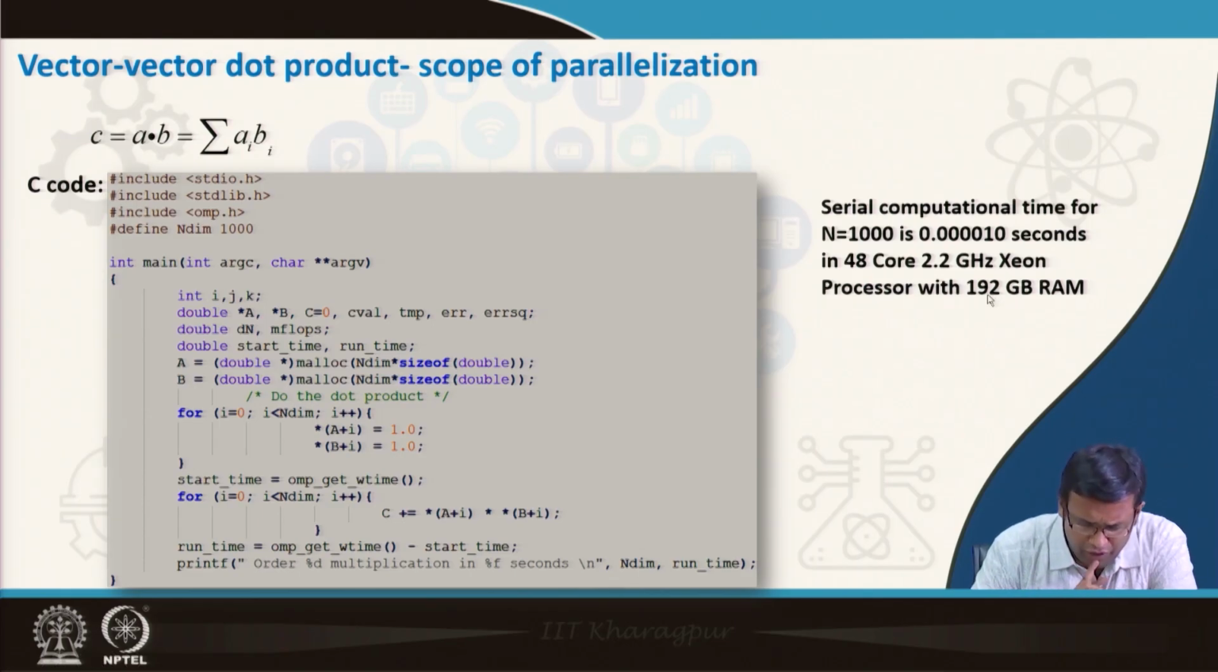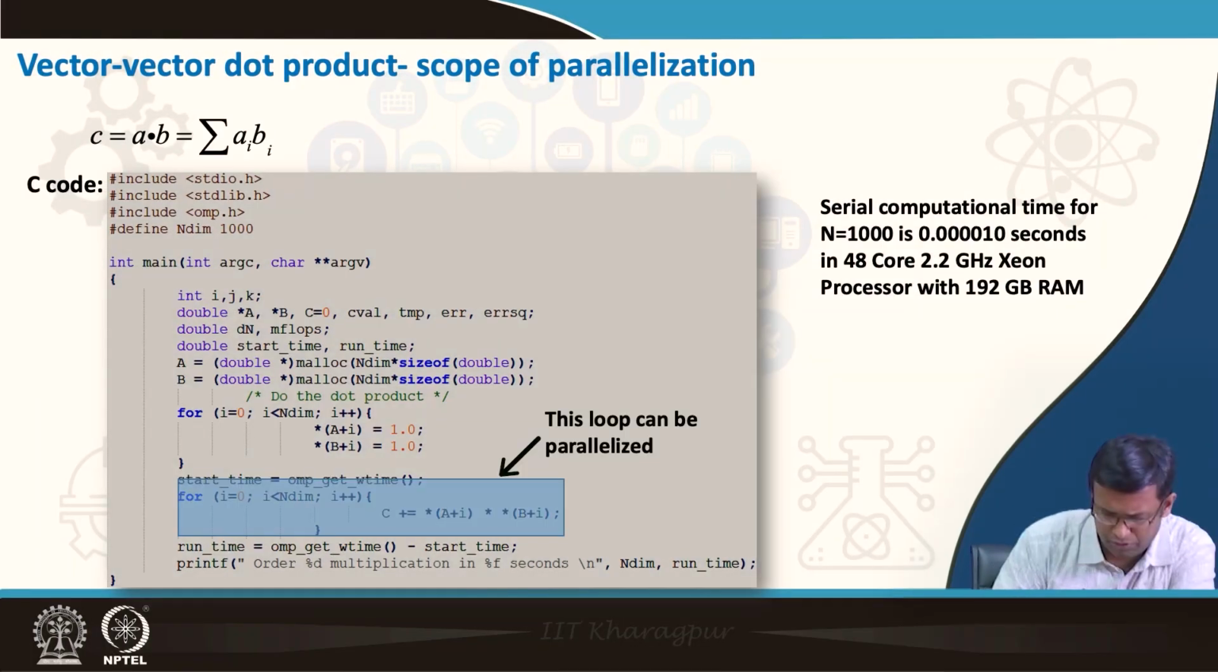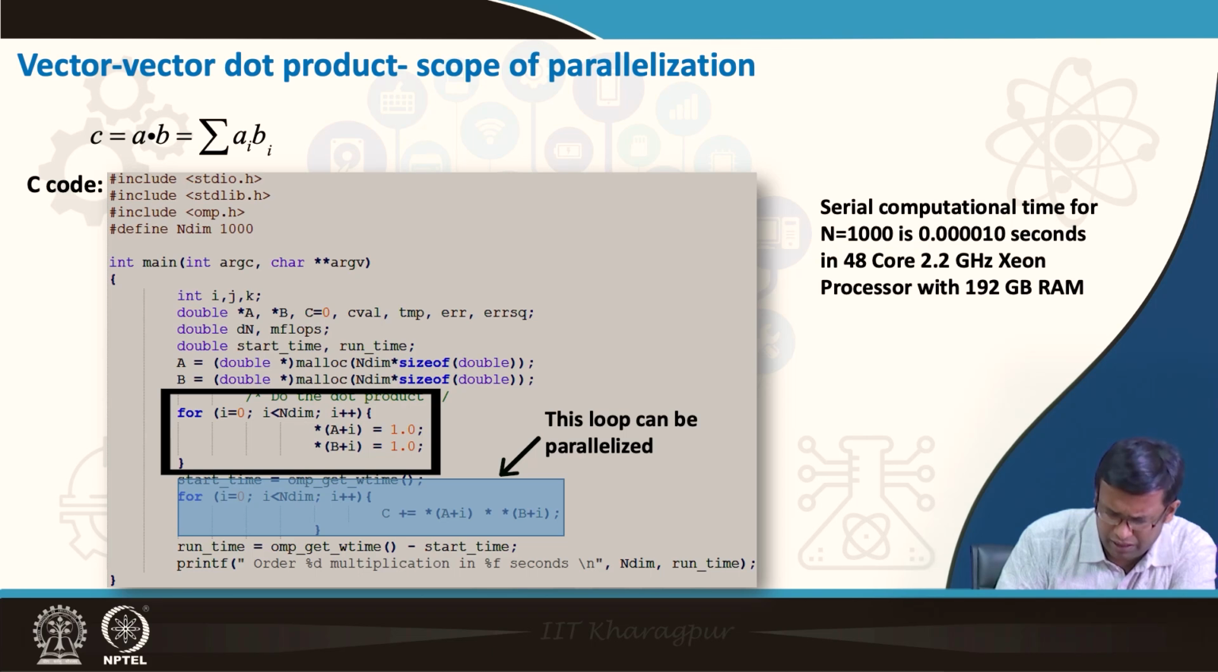Well, if we have to parallelize it, what will we do? We will parallelize this for loop. Forget the initialization, this for loop is the dot product calculation. It iterates from i equal to 0 to the dimension of the vector, and to parallelize it, we will include an OMP parallel for construct here, which will launch multiple threads. This loop can be parallelized, and the initialization loop also can be, but I am not looking at it here.